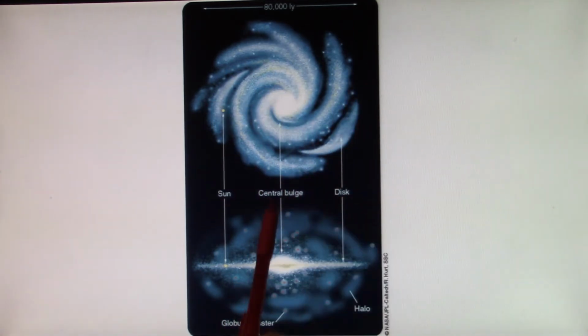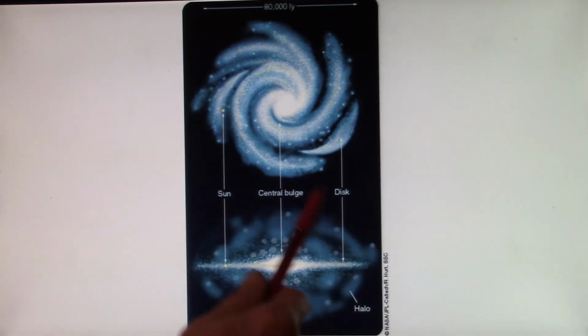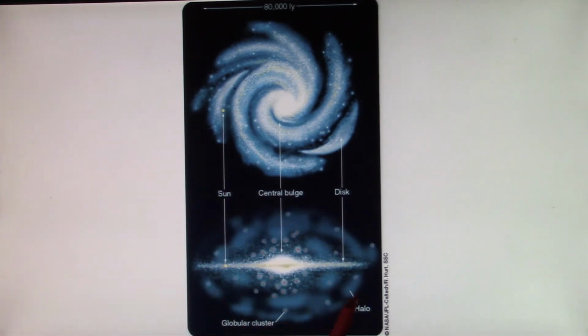Here's another one. So this would be sort of a top or a bottom view. If you were to look edge on, it's a disc shape. It's kind of flat. But then there is a three-dimensional component; there's what they call a halo. And here you would have rogue stars, rogue planets, and then globular clusters. Globular clusters are clusters of stars.